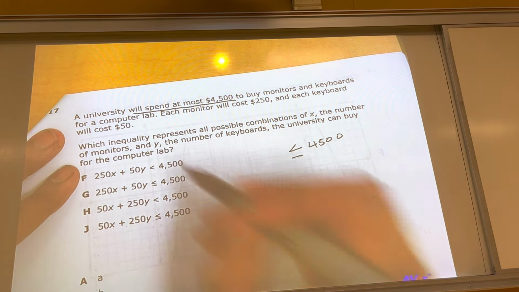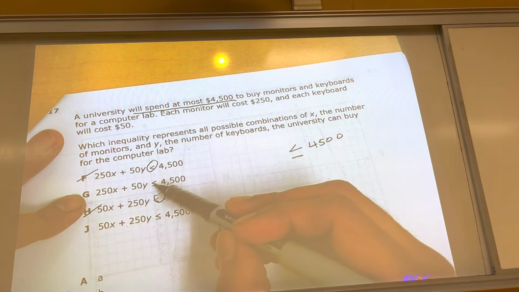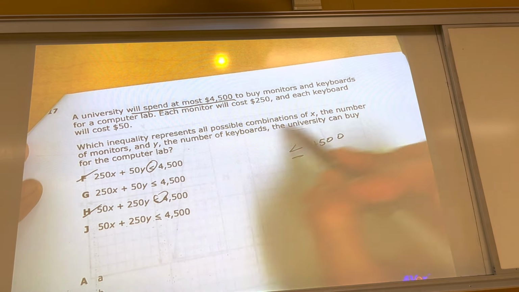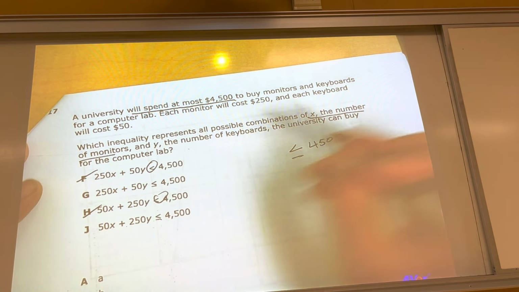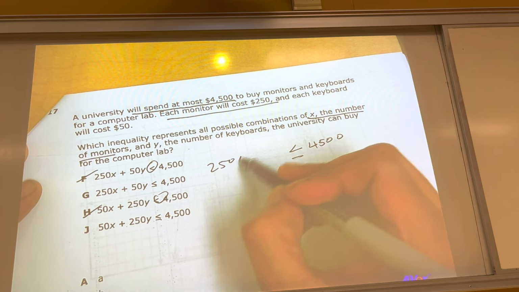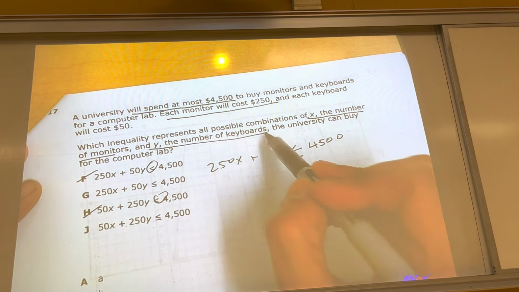After that, you just have to line everything up. Each monitor will cost 250 X plus 50Y. You just have to do that. Just line it up. But the key thing you look for is what sign are we using. It says that X is the number of monitors. And it says each monitor is 250, so it's 250X plus what is Y? Number of keyboards. Keyboards are 50, so plus 50Y. Your answer is G.